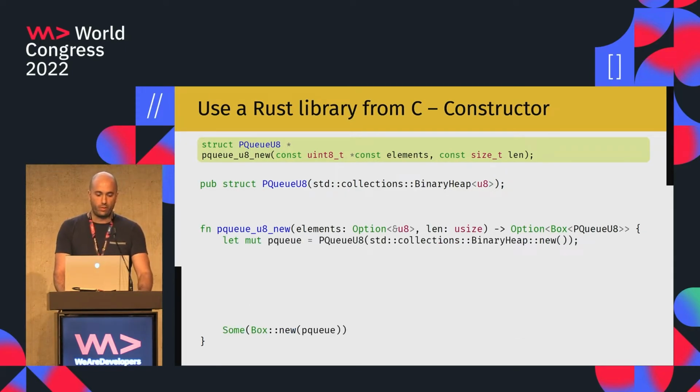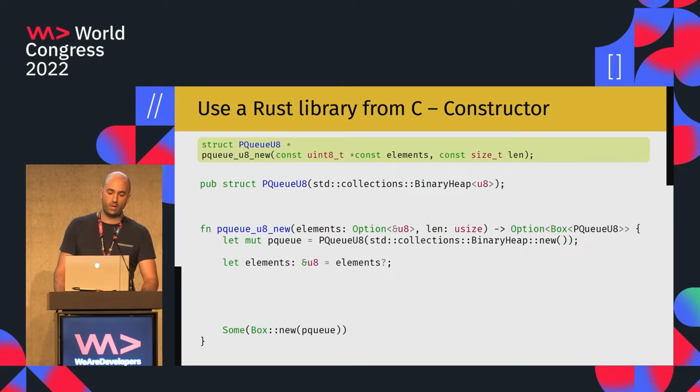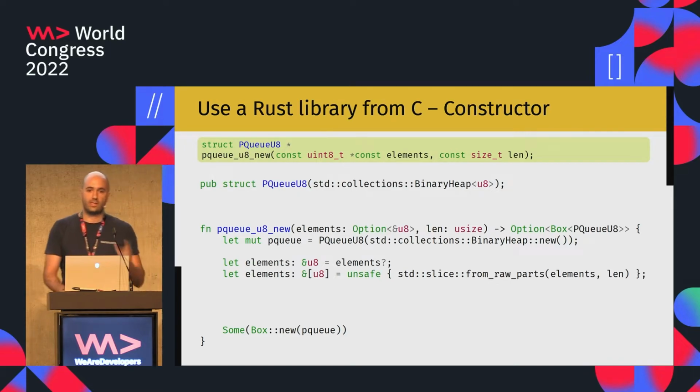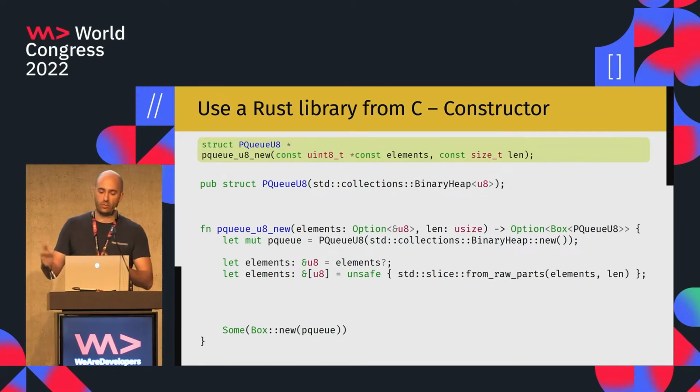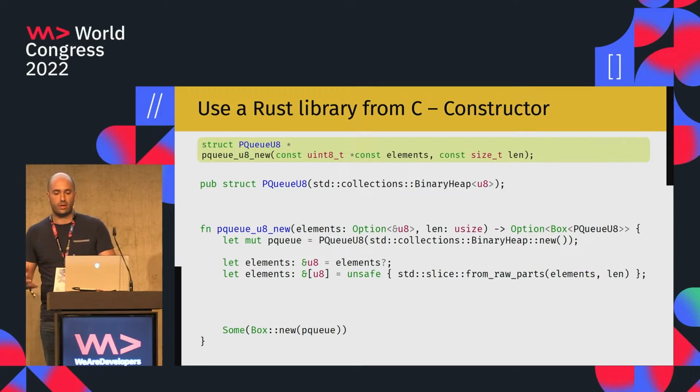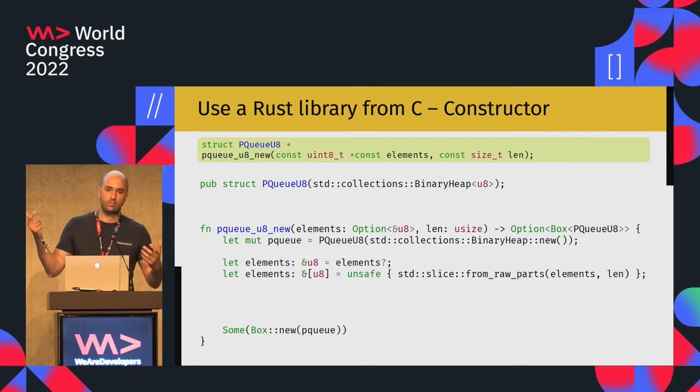OK, so we create our queue, and at the end of the function, we box it onto the heap and return it. And then we extract the reference to the array, and then we create a slice out of that reference using std slice from_raw_parts. We have to pass it the elements reference and the number of elements that we expect to be there. This function is obviously unsafe because the Rust compiler can't guarantee that len is actually correct. It can't guarantee that it's really the number of elements behind that reference.